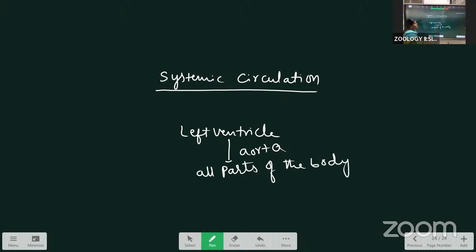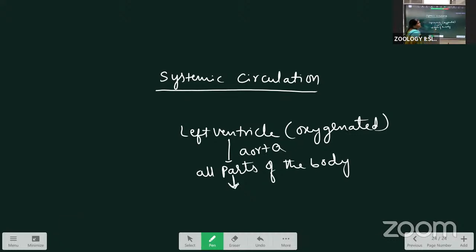Which blood? Oxygenated blood. The left ventricle has the oxygenated blood. This oxygenated blood goes through the aorta to the various parts, all parts of the body. Except the lungs, all parts of the body are getting the oxygenated blood.